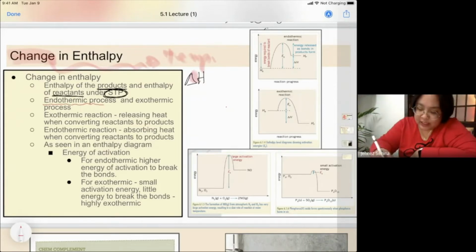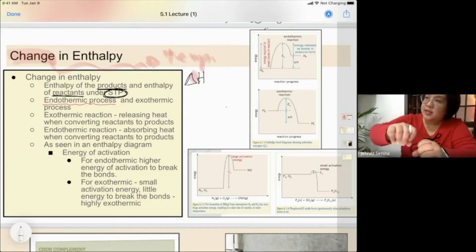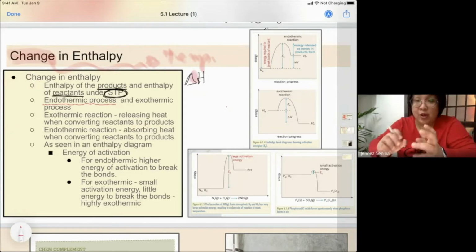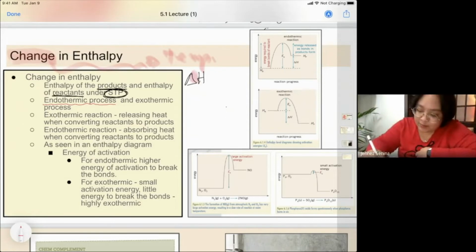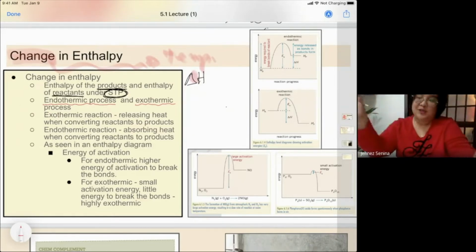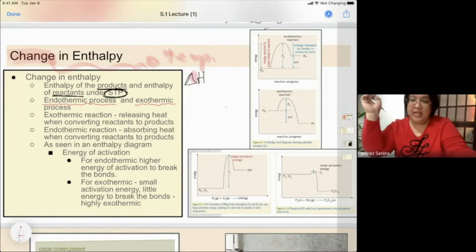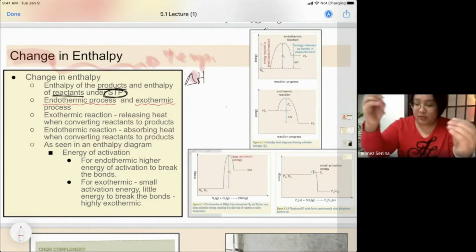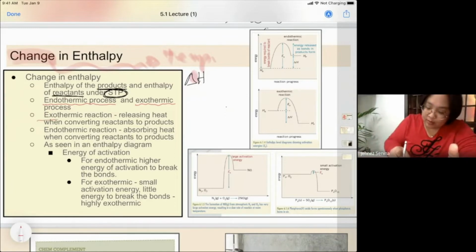Endothermic process is the process of breaking bonds. It gets the energy from the surrounding to break the bonds. Okay, that's easy, miss. All right. The other process is exothermic process. Exothermic process is when you're forming bonds. When you form the bonds, there's heat that is released from the system into its immediate surrounding. Okay, got it. Please don't confuse that with exothermic reaction and endothermic reaction.